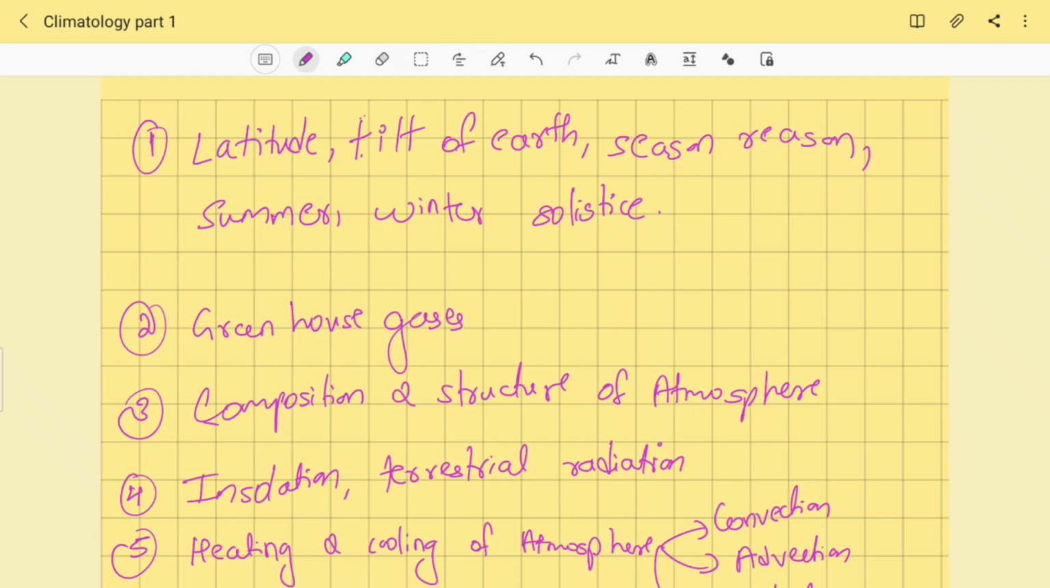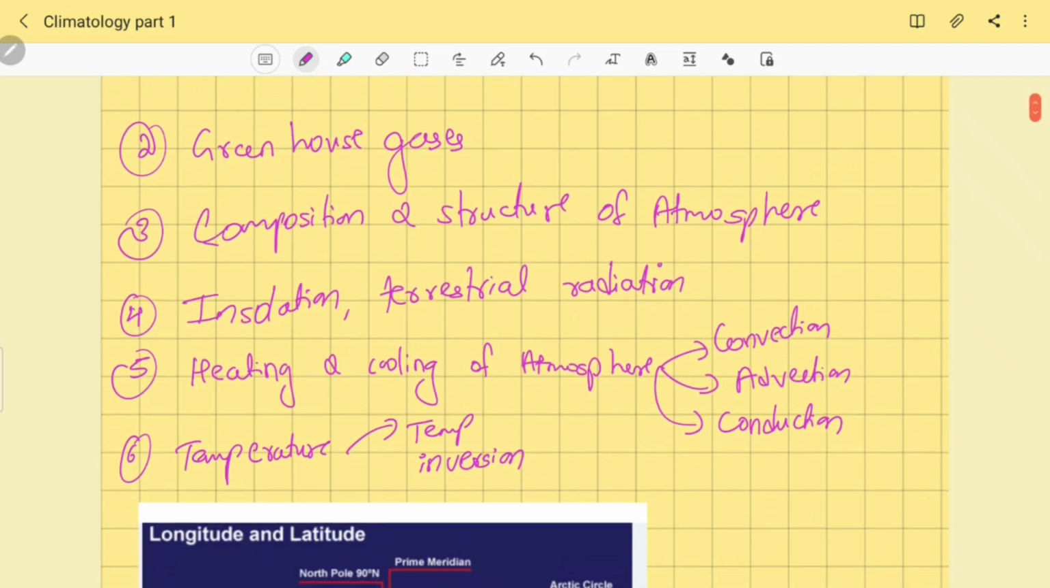So in this session what we are going to study, let's see in brief. First we'll be studying about the latitudes, then what is the tilt of earth, then why we experience different seasons, and then what is summer solstice, what is winter solstice, and that is done. Then we will study about the greenhouse gases, what are greenhouse gases, and then next we'll study about the composition and structure of the atmosphere.